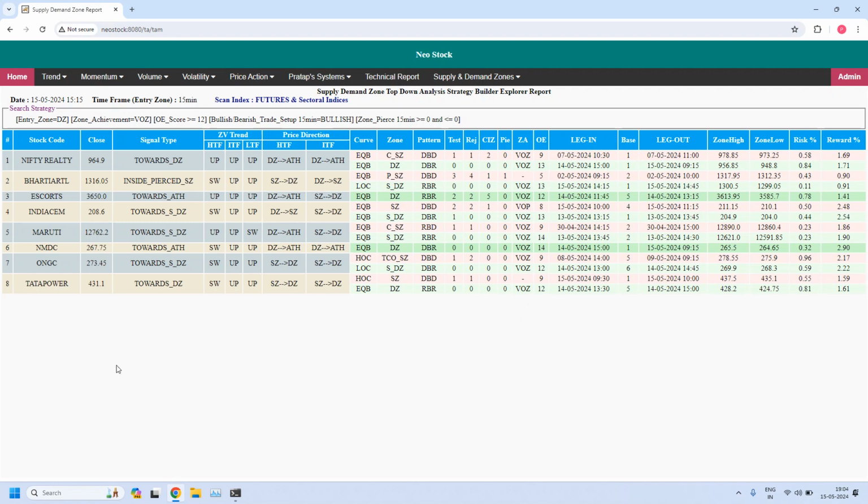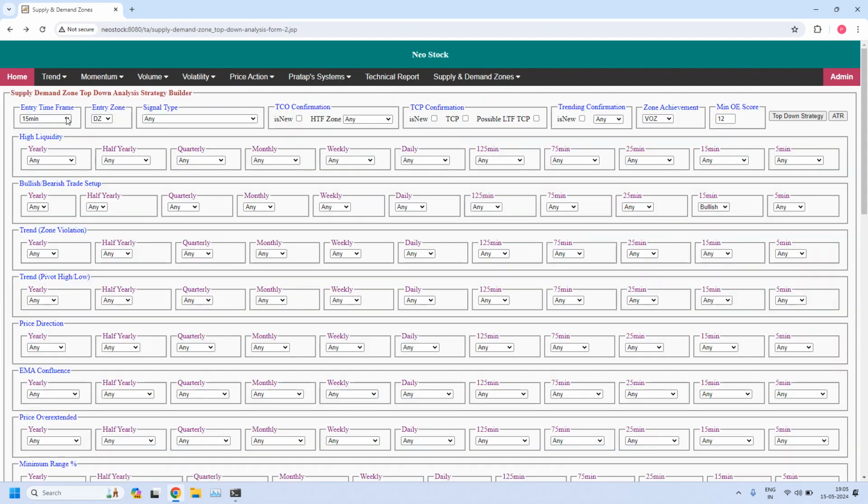Okay, now let me move on to the next report, that is the bearish trade setup for daily income trade. I am going back. So the entry time frame is 15 minutes for daily income trade. But for the bearish trade setup, the entry zone should be supply zone.